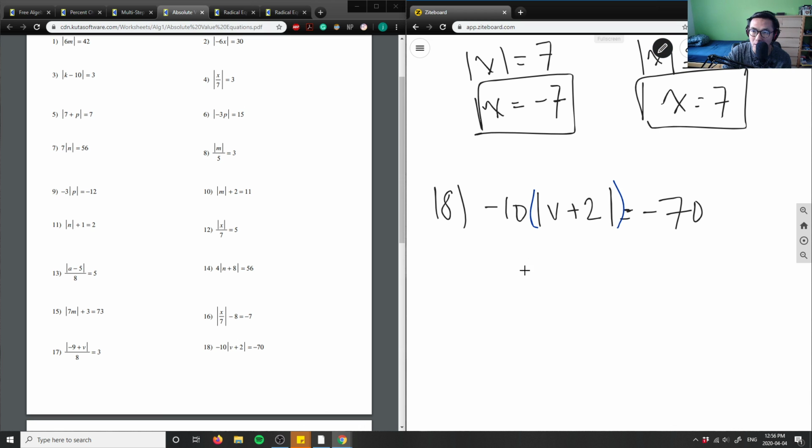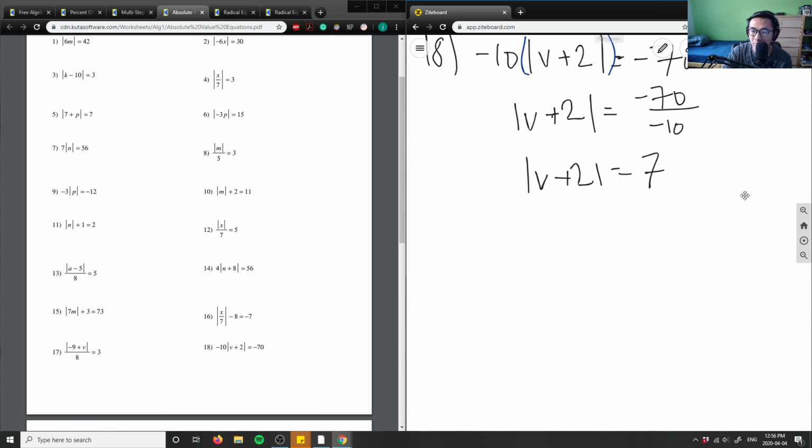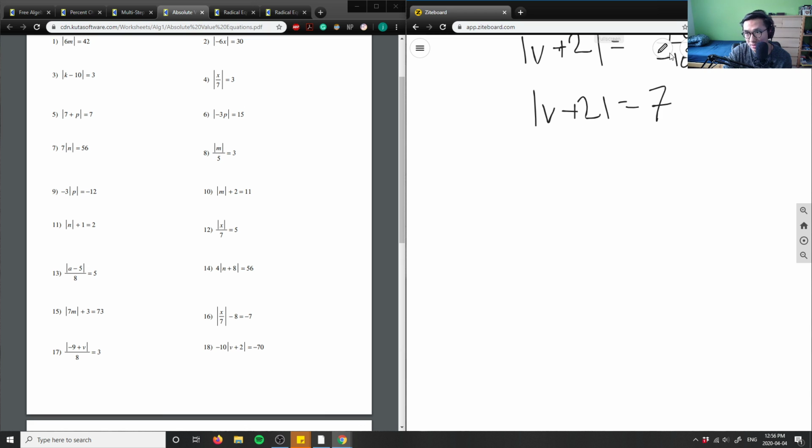Let me do that. This is absolute value of v plus 2 equals, this is now negative 70. If this is multiplied by negative 10, I have to divide both sides by negative 10, right? Do the opposite operation. Absolute value of v plus 2 equals, divide by negative 10 here, positive 7. And then I have to break this into two cases now, right? So case 1 and case 2.